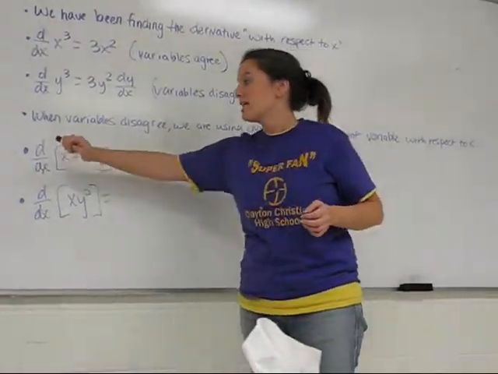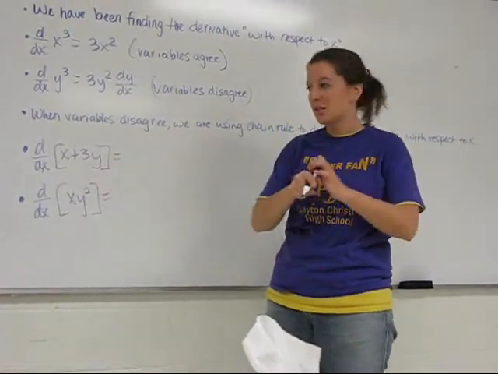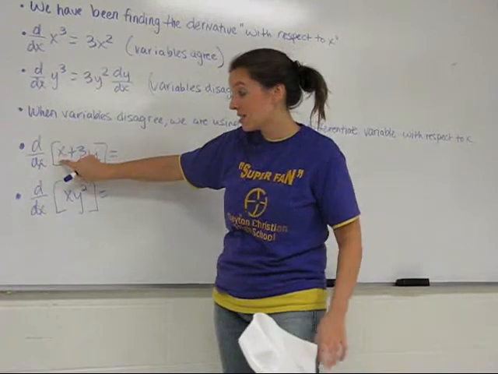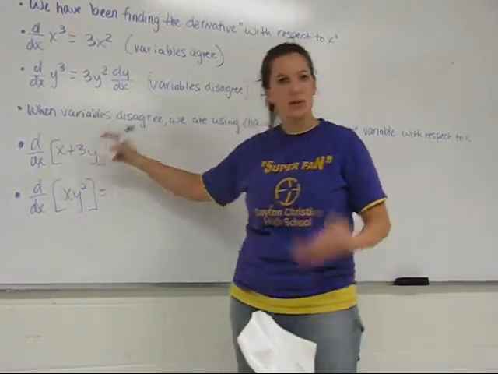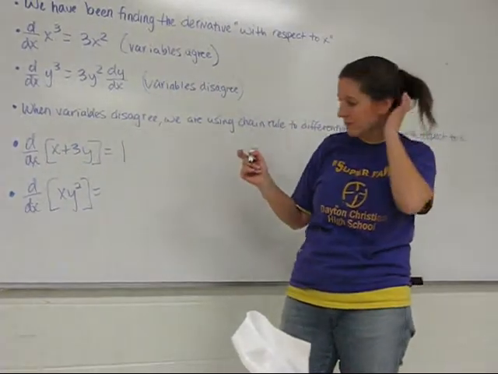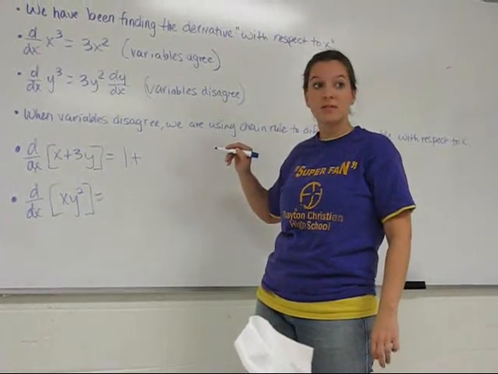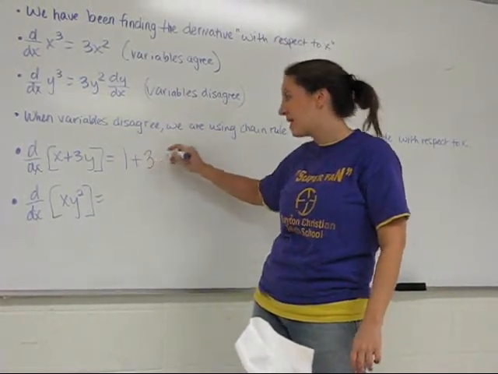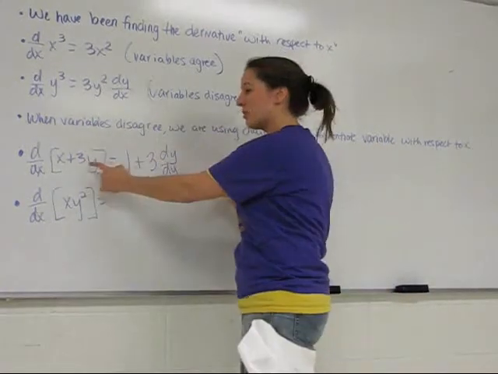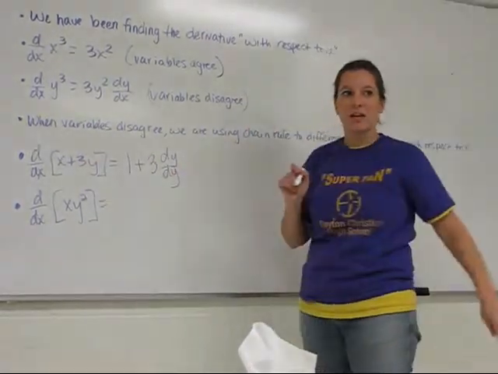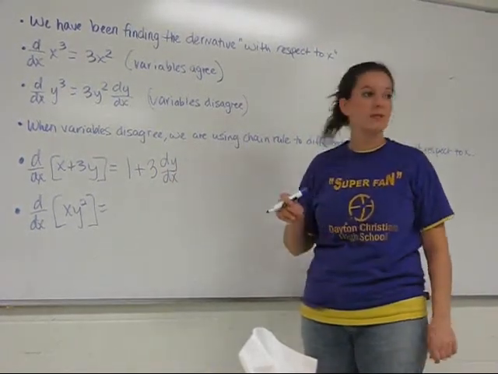Okay, so if we want to take the derivative with respect to x of x plus 3y, we start by taking the derivative of x, which is 1, and the variables agree, so I don't have to write any of that dy over dx stuff. Then you take the derivative of 3y, which is 3 dy over dx, because the derivative of 3y would be 3, but the derivative of y, you have to write like that. Oh, it's dx. Yeah, sorry.